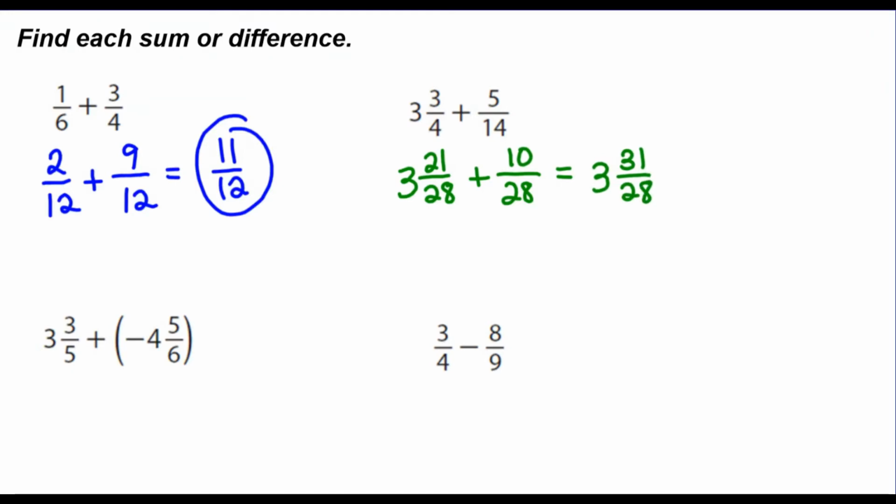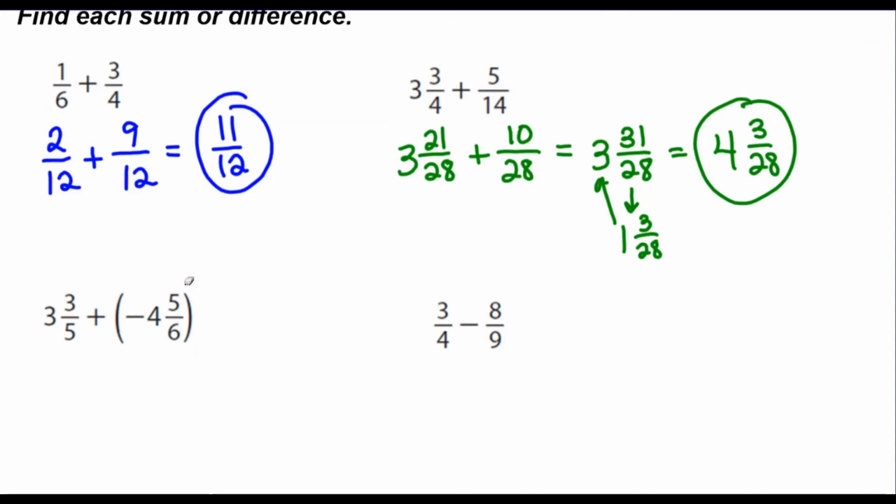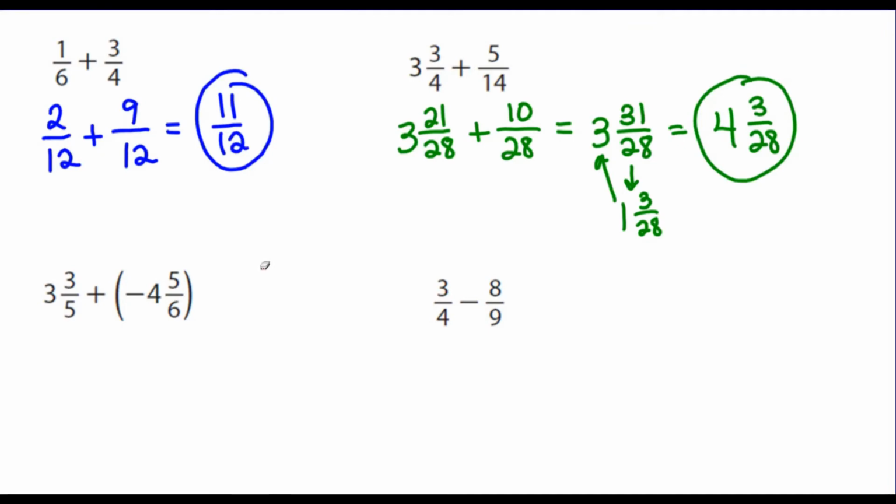31/28. Well, that causes a little bit of a problem because the fraction part of my mixed number is actually larger than 1. It's an improper fraction. So what's going to happen is I'm going to have to carry over to that whole number. 31/28 is 1 and 3/28. So that 1 is going to get added on to the 3 there. So this is going to be 4 and 3/28. And that is in simplest form. And there's my answer.